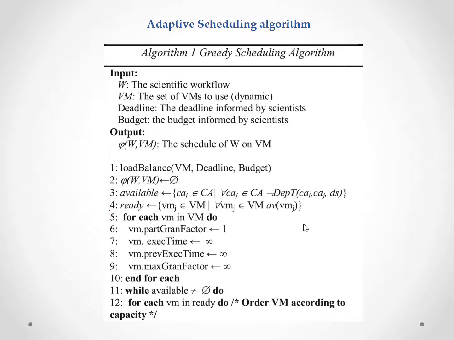Now in lines 5 to 10, the algorithm initializes the virtual machines with fundamental information to generate groups of cloud activities. Line 11 then starts analyzing if there are available cloud activities to be executed. After which, in line 12, if at least one cloud activity is to be executed, the algorithm searches for idle virtual machines to execute the available cloud activity depending on the scenario.